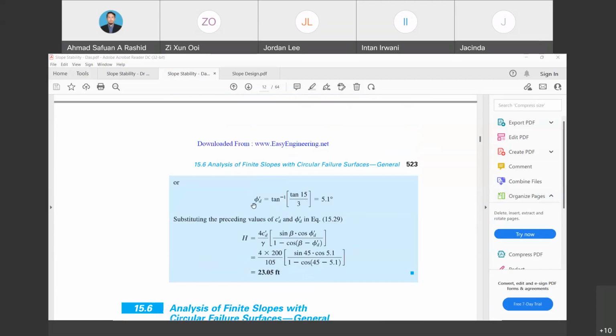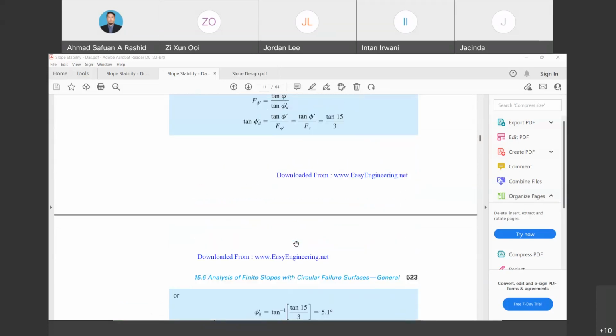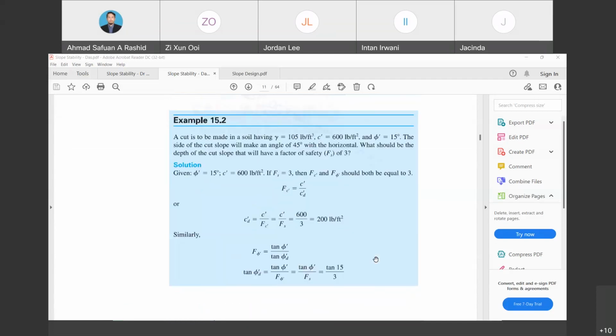Then the phi d is equal to 5.1. So substituting the preceding values of c and phi, we use the H formula to determine the height of the slope. Cd in this case is equal to 200 over gamma, which is 105, sine beta times cos phi d over 1 minus cos beta minus phi d. So we obtain 23.05. So that is the height that is allowed to be constructed.